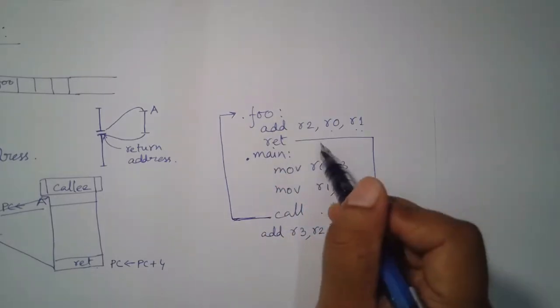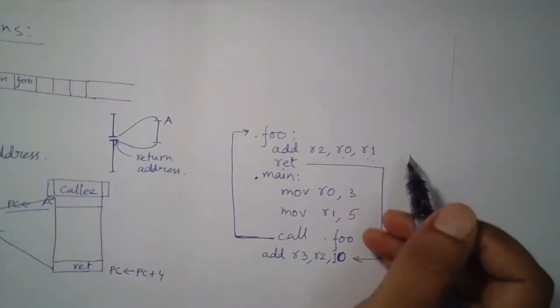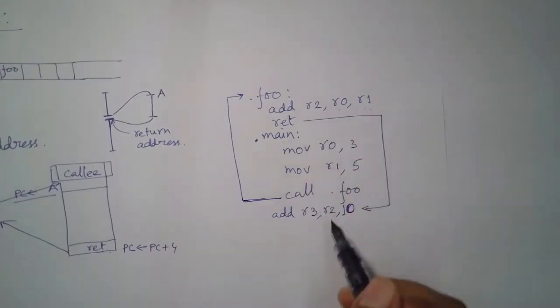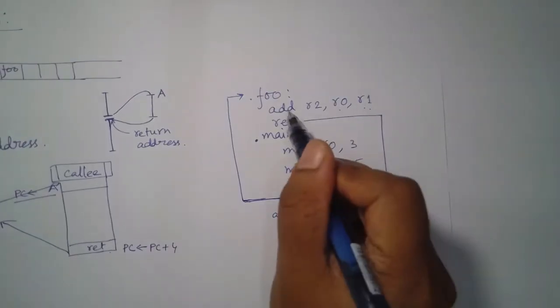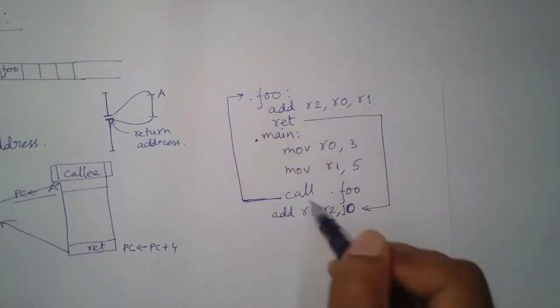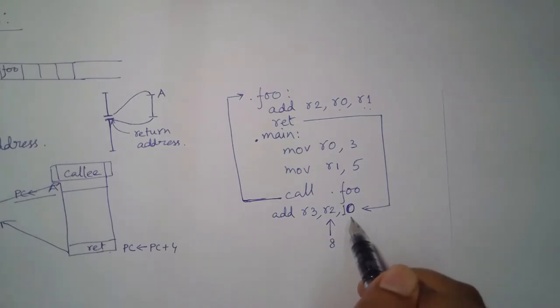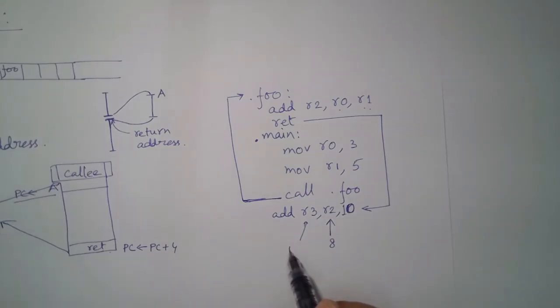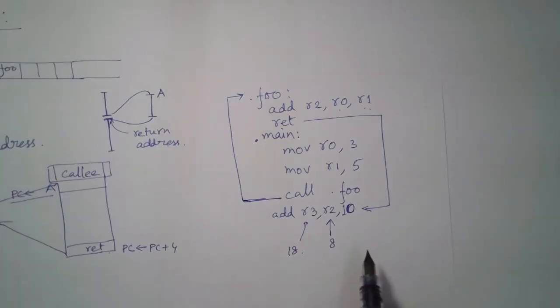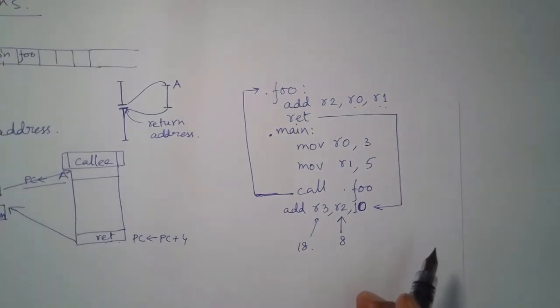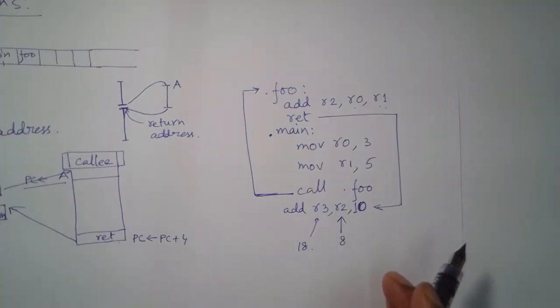So R0 is 3, R1 is 5. When they are added, R2 is updated with 8. When you come back from this function foo, R2 has the value 8. Now you add 10 with 8, so in R3 you will get 18. All right. This is a very simple example, just to give you some sense of how a function looks in assembly. Now, do you see any problem in this kind of approach?